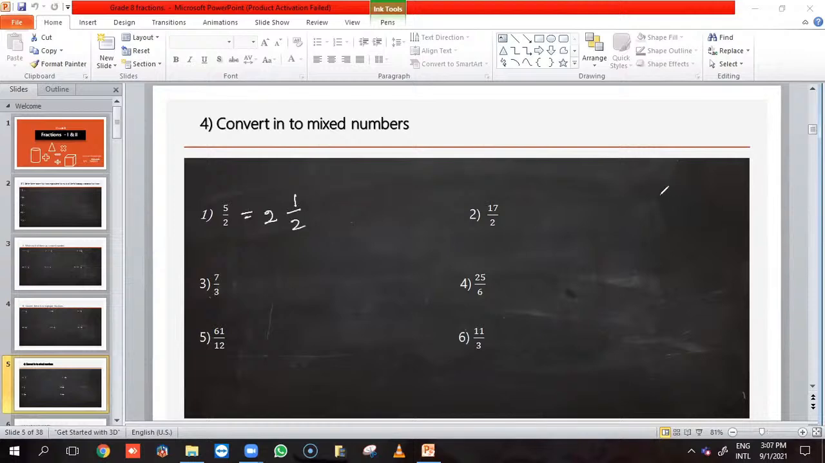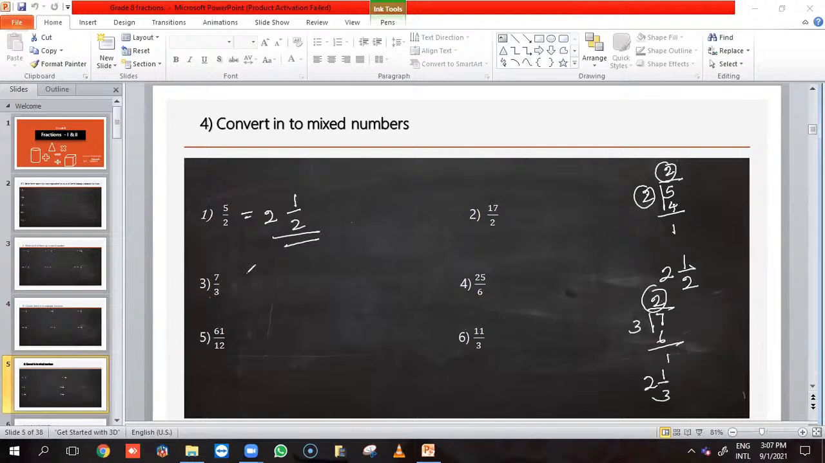If you can't do it straight away, write 5 divided by 2. 5, how many 2s? 2. 2 times 2, 4. Subtract, 1 remainder. When we are writing the answer, write the quotient in the middle, the remainder at the top, and the divisor at the bottom: 2 and 1/2. This one then, 7 divided by 3. 7, how many 3s? 2. 2 times 3, 6, 1 remains. So the answer is 2, the middle, remainder 1 and divisor 3: 2 and 1/3.